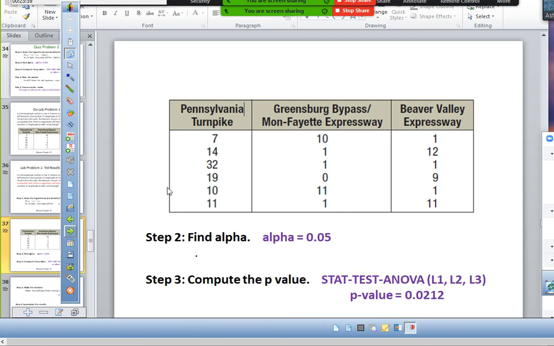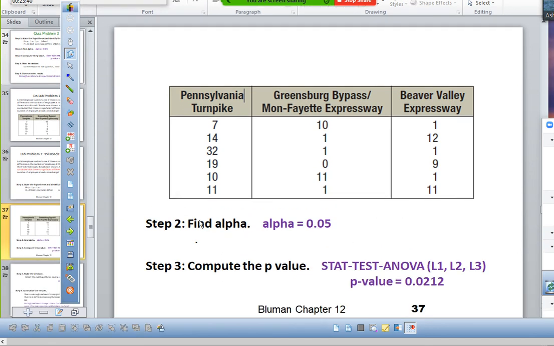All right, so then the second step, find alpha. Alpha is 0.05. Compute the p-value, so I'm going to put this into list 1, this into list 2, that into list 3. Stat test ANOVA of L1, L2, L3. I'm going to get a p-value of 0.0212. Just give me 3 sig figs. Get to your first non-zero. So here's my 2 is the first non-zero, and then second, and then my third. 3 sig figs right there.